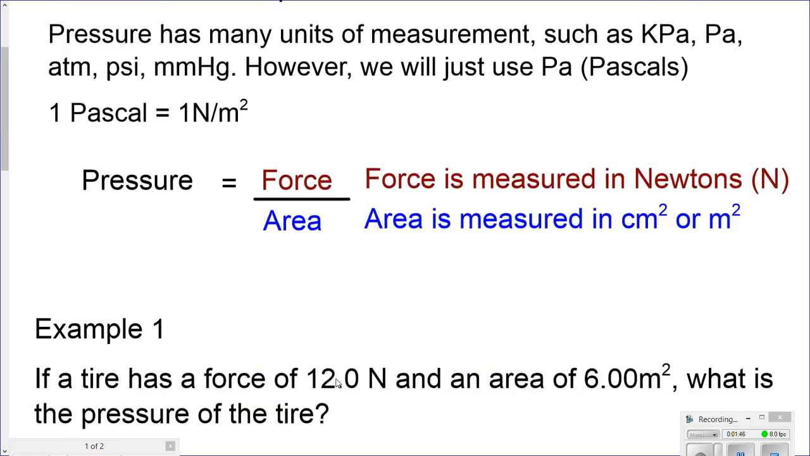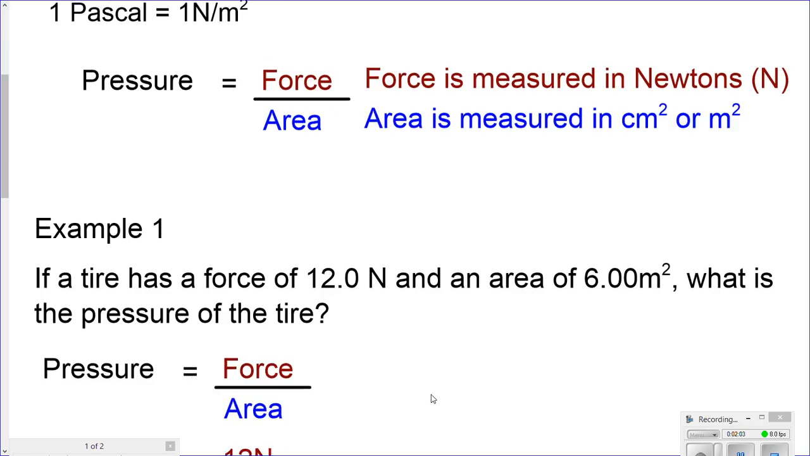Sample 1. A tire has a force of 12 newtons. Force will go on top. And an area of 6.00 meters square. That will go to the bottom. What is the pressure of the tire?